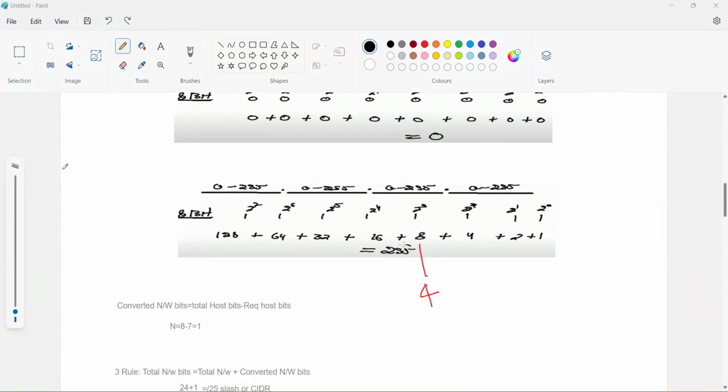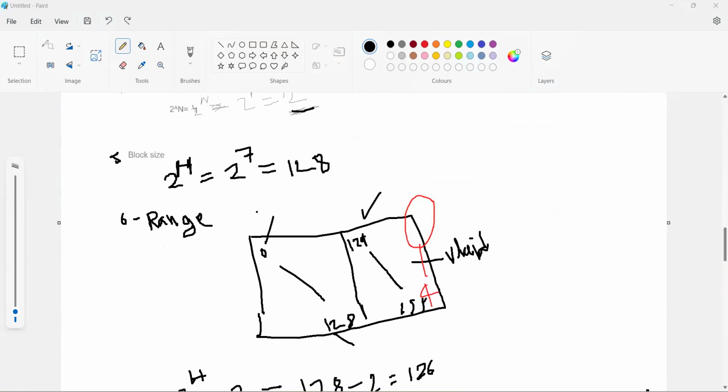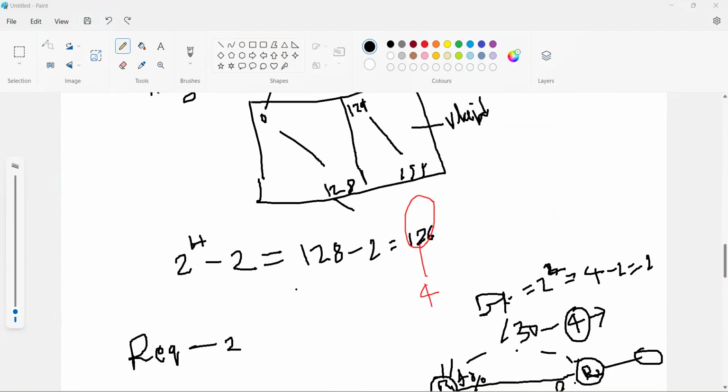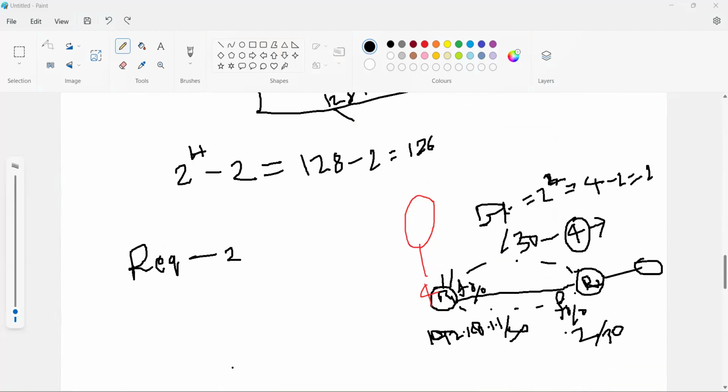Okay, we'll take that. But we can't use exactly 2 power 4, because of subnetting, broadcasting and networking issues. Broadcast and network IP address, that is the reason we need 2 IP addresses. Always you will do a minus 2. Otherwise, you cannot assign the network bit and the host broadcast bit. Understood?